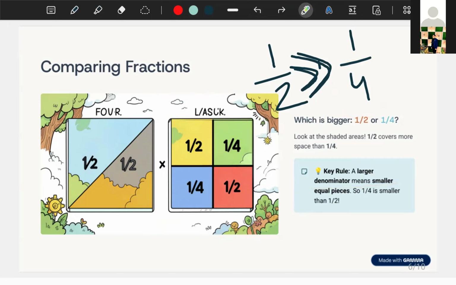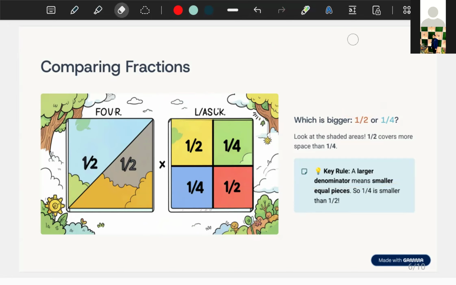So in comparing fractions, we don't compare the fractions normally. We compare the denominator value. The greater the number of the denominator, the smaller the value is. Suppose we take an example of 1 by 3 and 1 by 9. In this case, we check the denominator. It is 1 by 3. It is 1 by 9.